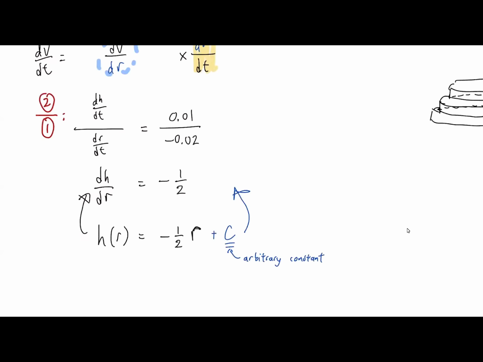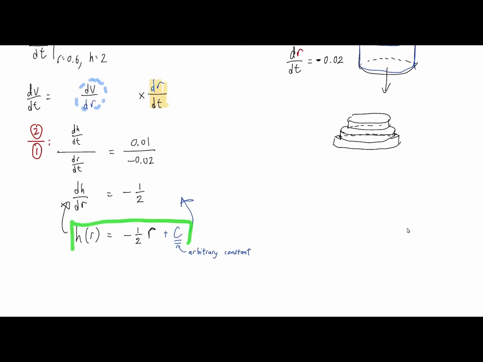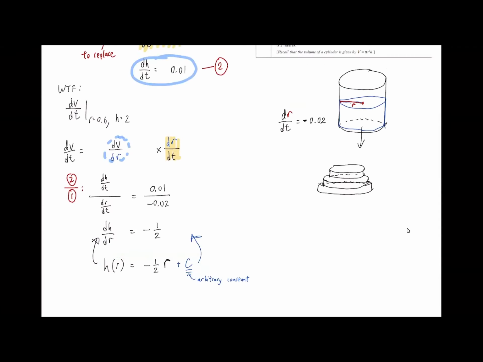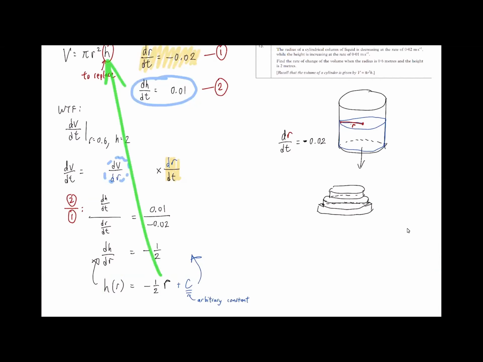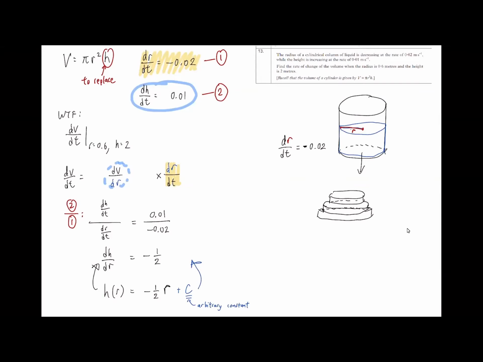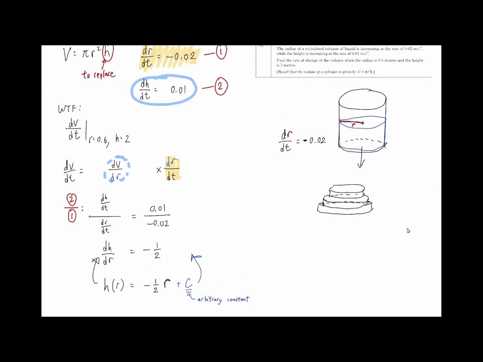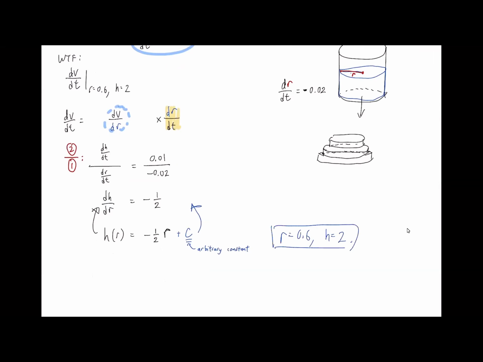So now let's take a look at this equation. h of r equals negative half times r plus c. From here, we can actually solve for c first before we substitute it back into the equation here. So let's see. At the beginning, let me read the question. Were there any clues given to us? Radius 0.6, the height is 2. Okay, they told us something. They told us that when the radius is 0.6, the height is 2 meters. So this is paired together at the same time.